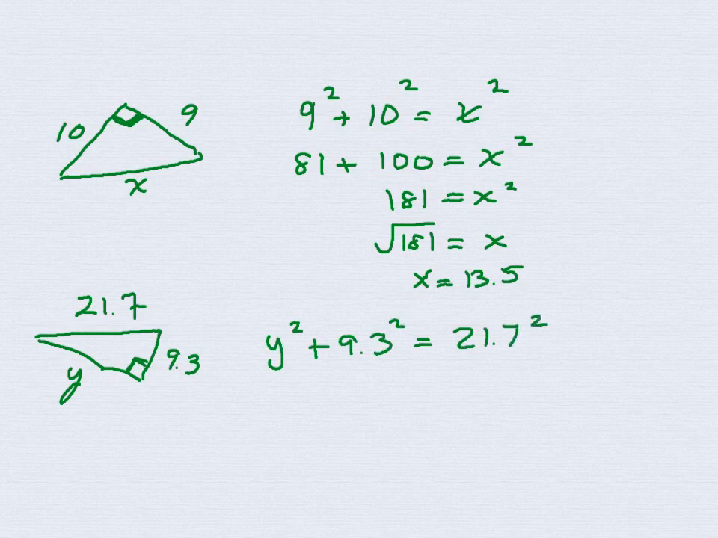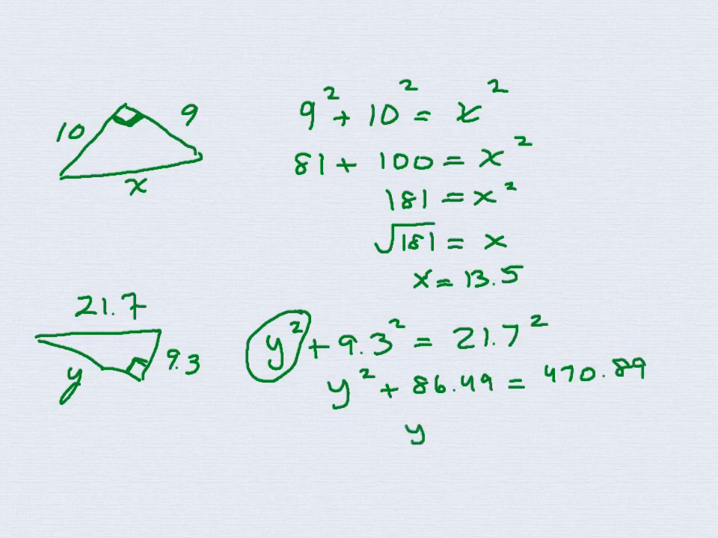Now to solve for y, you've got to get rid of the 9.3. Maybe you're going to rearrange first. Maybe you're going to rearrange second. Let's say we rearrange second. So 9.3 times 9.3, get out your calculator, 86.49. 21.7 squared is 470.89. Now you've got to rearrange.